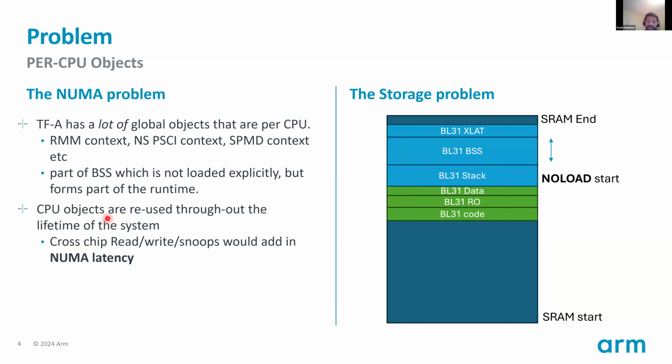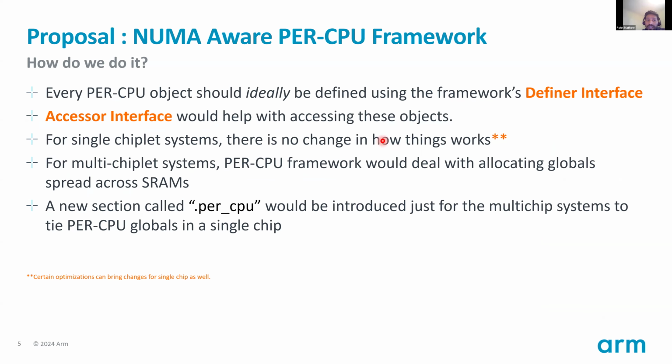And what that means is that any time there's an access from a CPU which is not in the chiplet where we have this stored, there's going to be a latency. And the storage problem, if we think of this as the SRAM where the image is loaded, and this as a runtime image, so we have the proc bits or the loaded sections and the no bits or the sections which are not loaded. BSS is going to grow as CPUs grow in number. The stack is also going to grow. And then there'll be a bottleneck at some point where the image is quite big for the SRAM to hold. That's where we propose this solution where we have a NUMA-aware per-CPU framework.